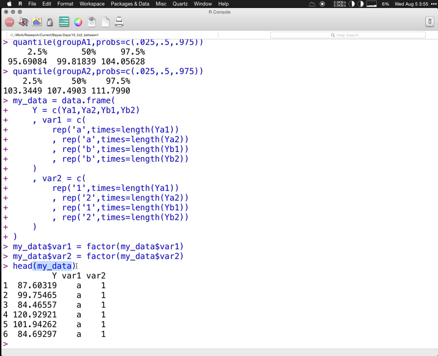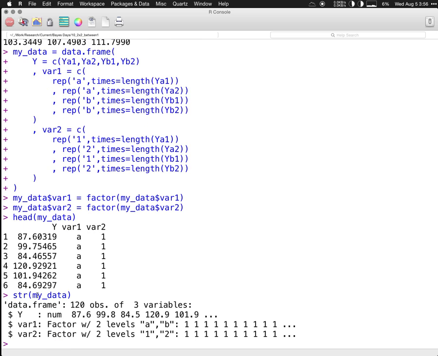Another way, you may have known this already, of seeing what the internals of a data object are is by using the str structure command. So it's saying it's a data frame. It's got 120 observations of 3 variables. So 120 y's, 120 var 1s. It's a factor with 2 levels, A and B. This other one's a factor with 2 levels, 1 and 2.